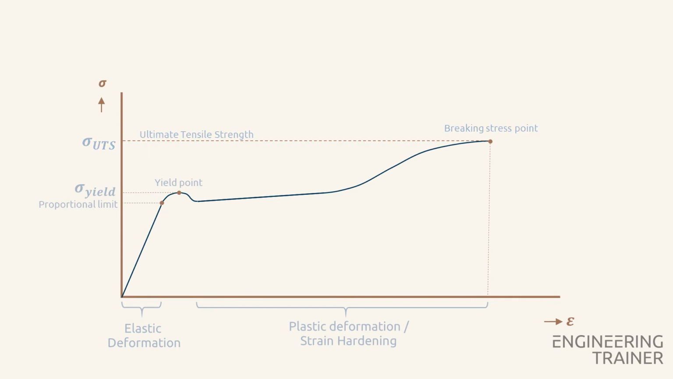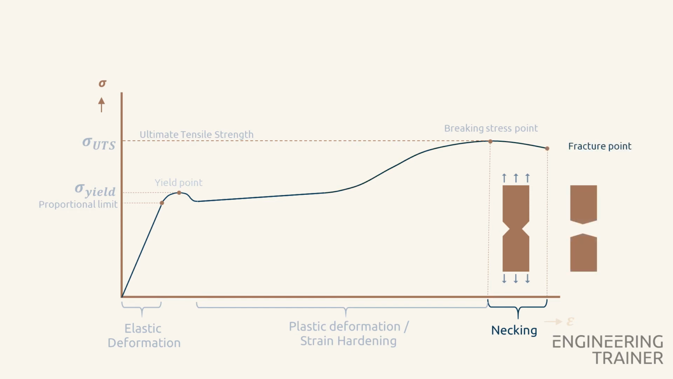Past this ultimate tensile strength, the material will extend and start necking. When necking occurs, the beam starts getting recognizably thinner. This happens at the weakest point of the beam and cannot be reversed. When the beam has started necking, the material will break at its fracture point.